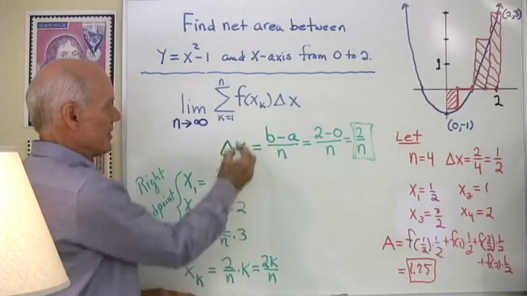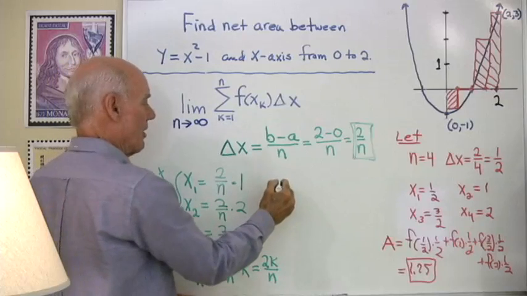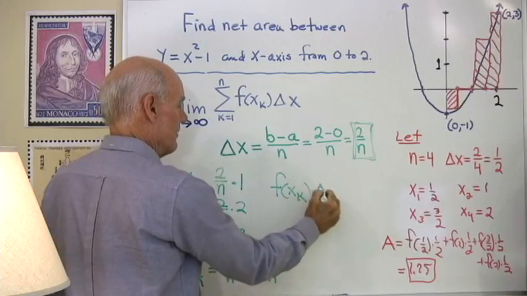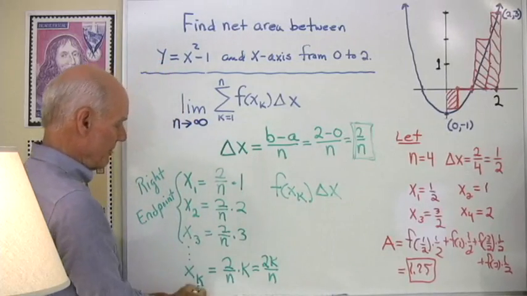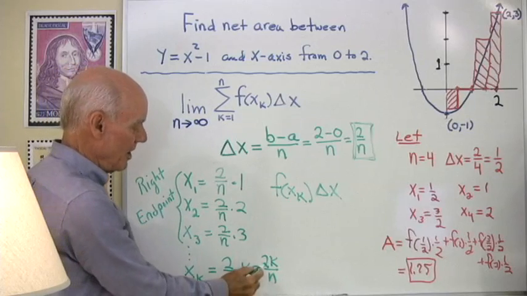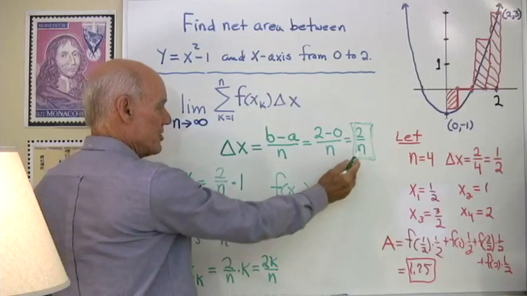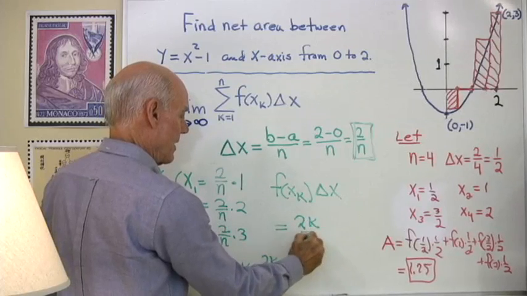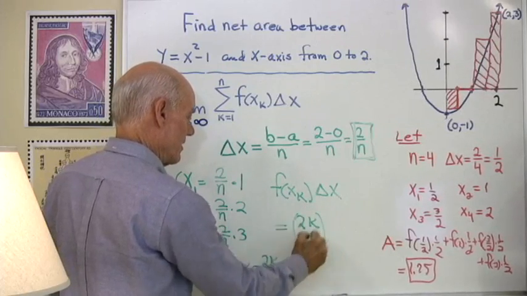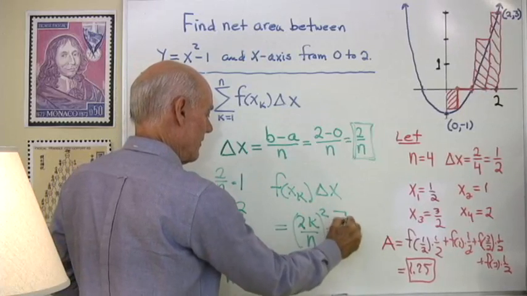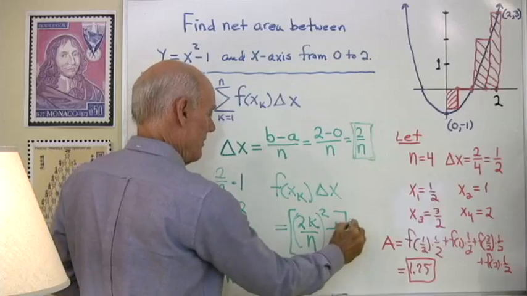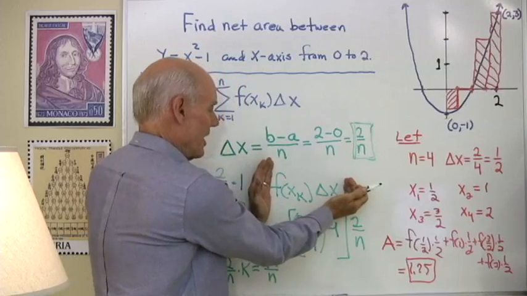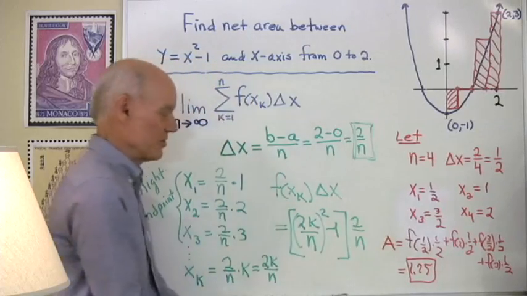So now let's look back to our formula right here, and I want to find f of x sub k times delta x. Well, I have everything. Here's x sub k, 2k over n, delta x is 2 over n, so this just becomes (2k over n) squared minus 1 times 2 over n. So here I have f of x sub k times delta x. It turns out to be this right here.